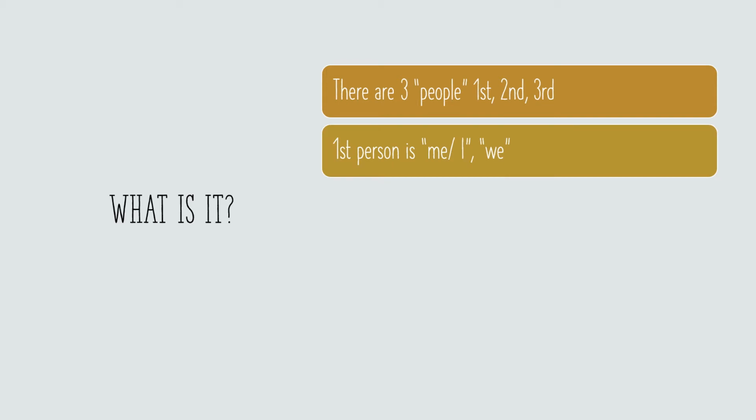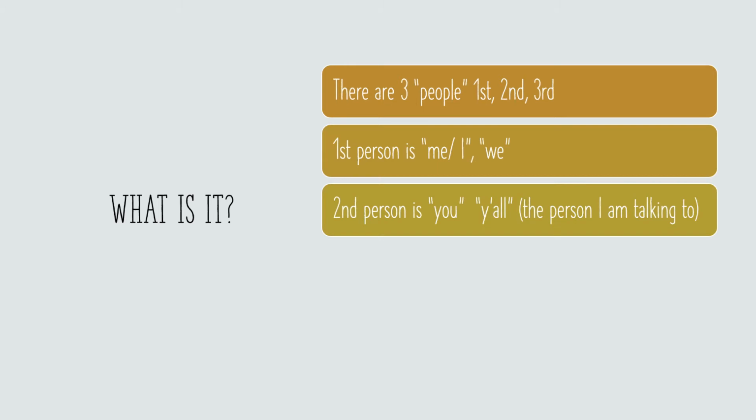So we have first person, and this is me or I, or in the plural set, we. All right, it's the closest thing you can get to yourself. No one can get closer to you than you. So we're talking about first person here. Second person is the person you're talking to. All right, that second person is you or y'all. If I'm facing someone and I'm talking to them, I'm going to refer to them as you.